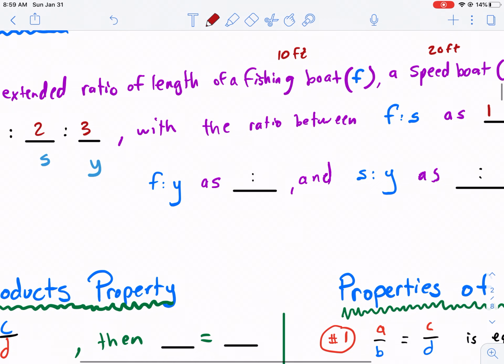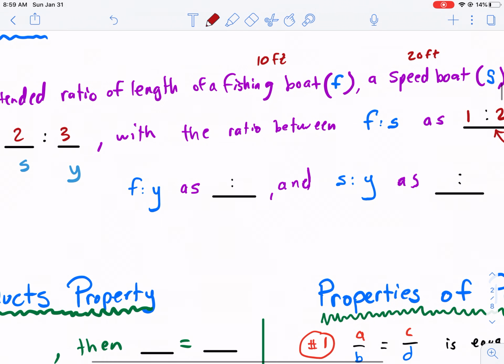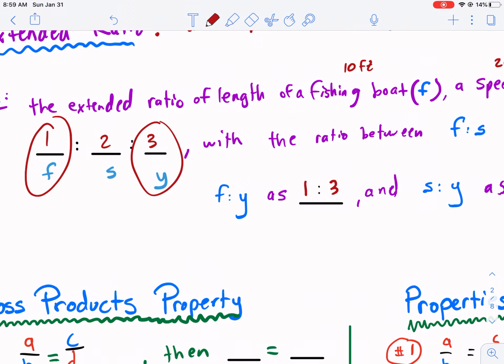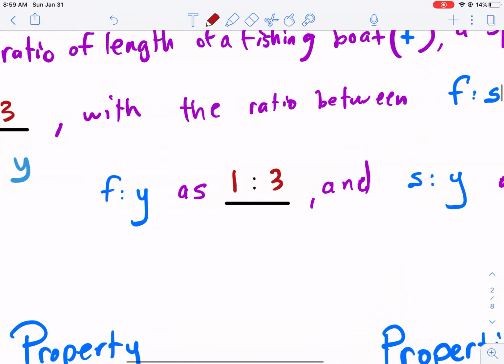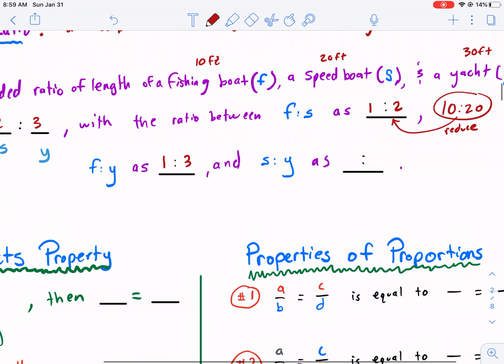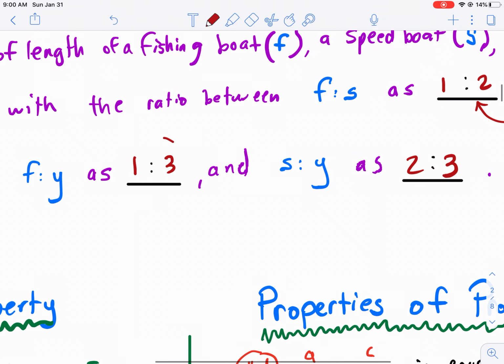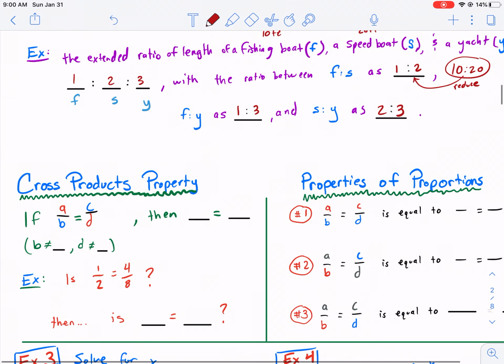All right, moving on to F to Y, that would be 1 to 3. You could put 10 to 30 and then reduce if you want, and then 2 to 3. The closer these numbers are together, the closer they are in similar size. The further these numbers are apart, the further they are in size to each other. Just something to keep in mind.